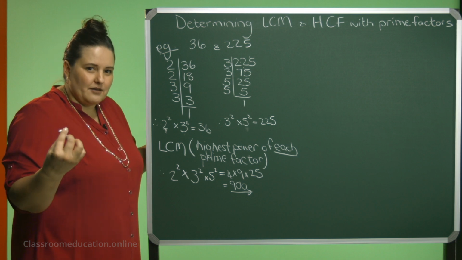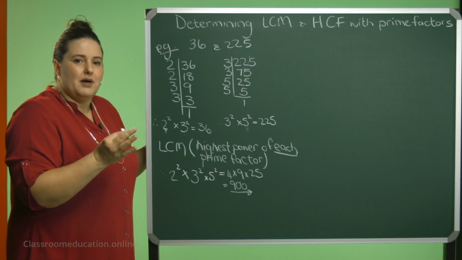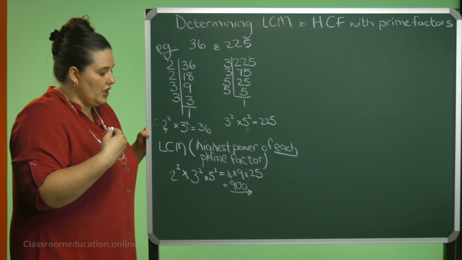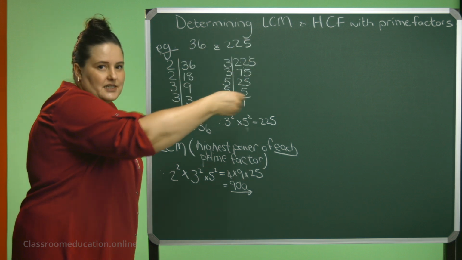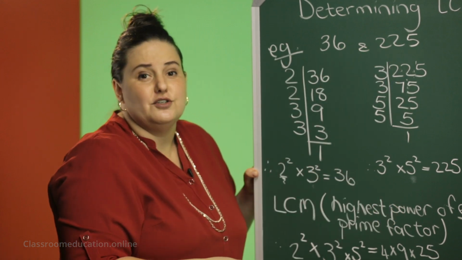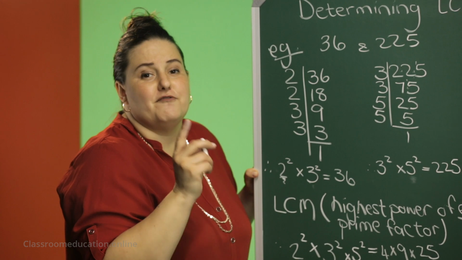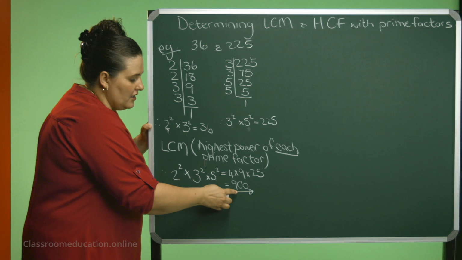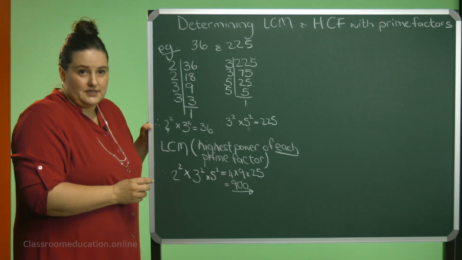What does it mean? Remember, what's a multiple? A multiple is that you are going to count in 36s, or you're going to count in 225s. And once you do that, the first common value in both cases will be the 900.